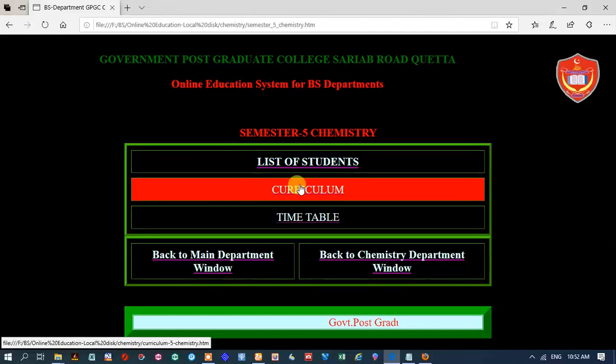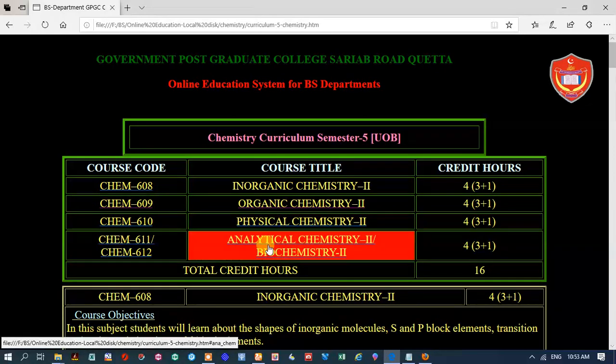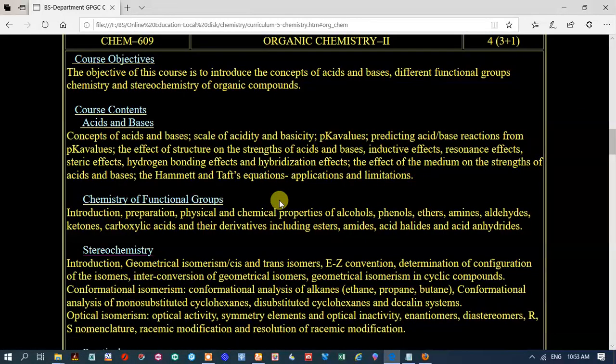Let's see what the curriculum of 5th semester is. Various branches: inorganic, organic, physical, analytical or bio. Today the topic of our discussion is organic chemistry, in which the subtopic is stereochemistry.